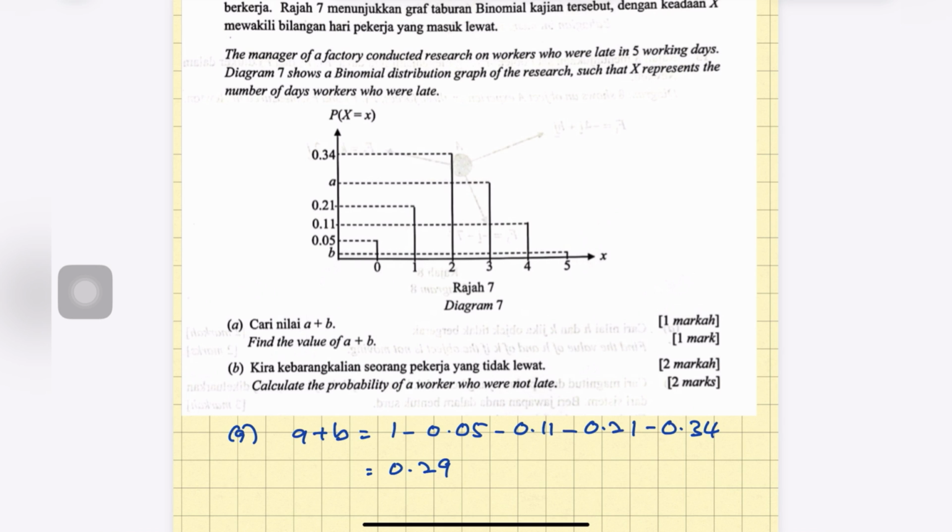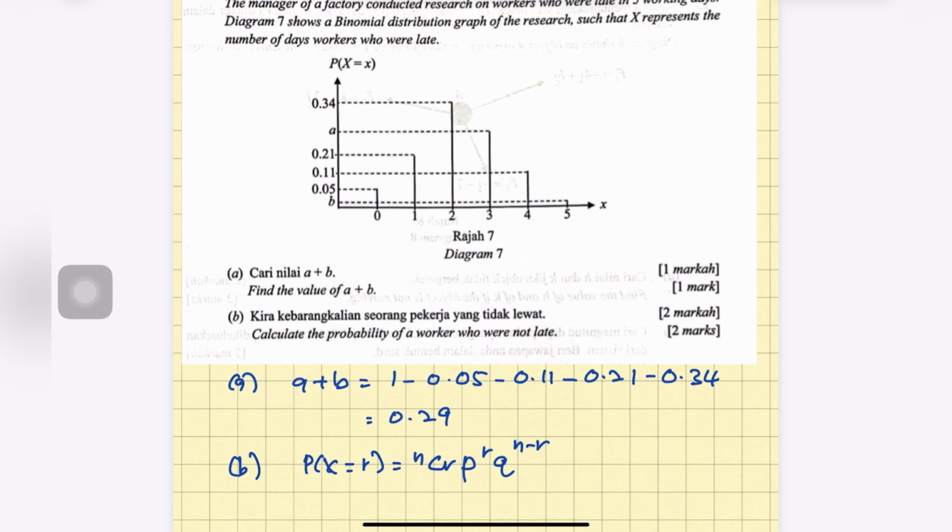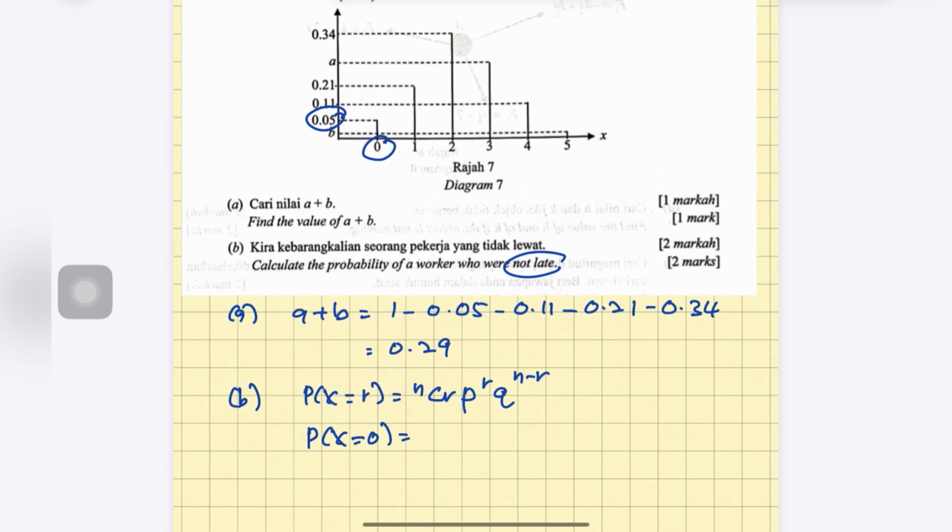B. Calculate the probability of a worker who was not late. Okay, so this is clearly a binomial distribution. So we have the binomial formula P(X = r) equals nCr p to the power of r, q to the power of n minus r. Since this is a survey of workers who are late, p is the probability that workers are late. So q is those who are not late, so we need to find q. Now we have the value of P(X = 0). So P(X = 0), n is 5, 5C0, p to the power of 0, q to the power of 5 minus 0 equals 0.05.